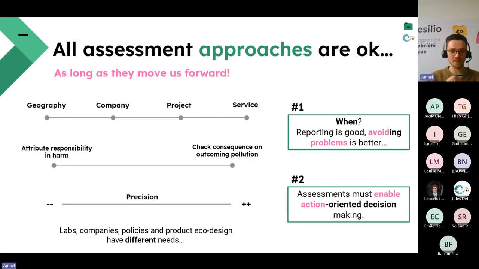But in all cases, never forget the aim. First, we need to avoid the problems. So reporting is good, but avoiding the problems is better. And then we need to enable action. So no matter the approach you want to take, no matter your use case, those two key points are the best. We need to avoid problems before they happen, and we need to enable corrective actions.